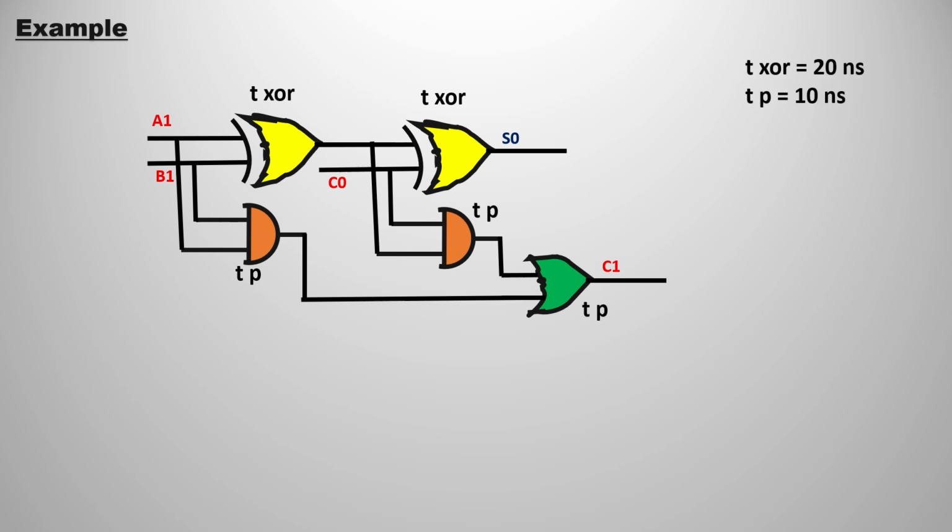This is the example that we have to follow, this example is very important, so follow this example up to the last. They have given the propagation delay of the XOR gate as 20 nanoseconds, and the propagation delay of the AND gates and OR gate as 10 nanoseconds. We have to form a ripple carry adder, and we have to formulate the propagation delays of all the sums and carries. So let's find it out.